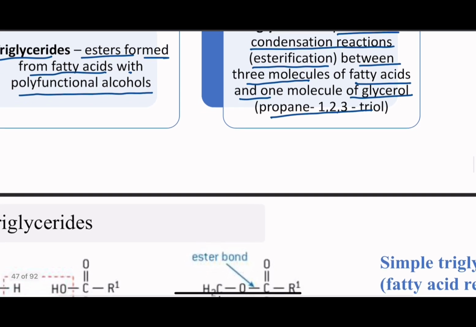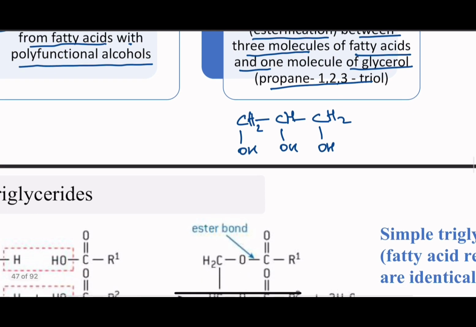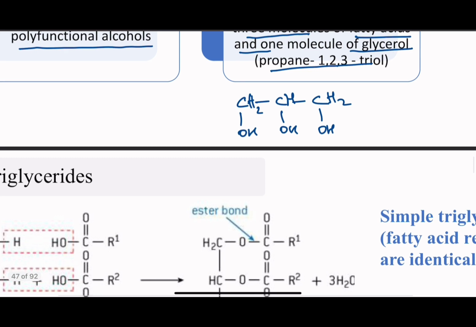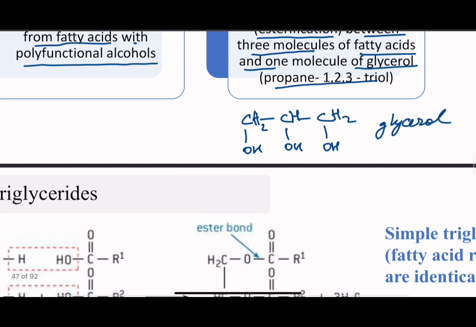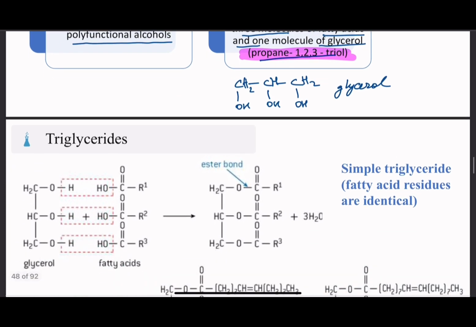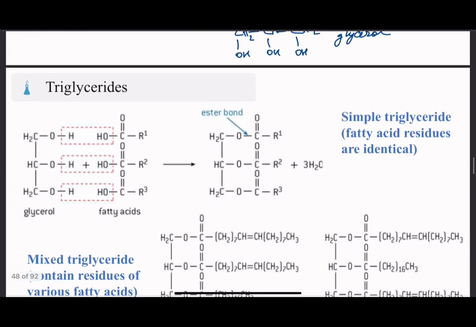So propane is 3 carbons, right? 1, 2, 3 carbon. And it says triol, meaning OH here, and then OH here. And then you fill it with hydrogens, just enough to balance the 4 valency. Now you have your glycerol. The other name is propane-1,2,3-triol. Okay.